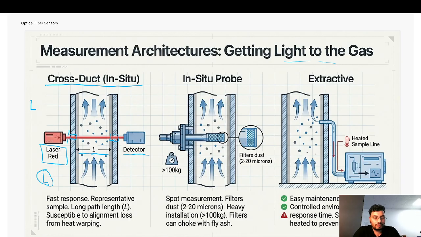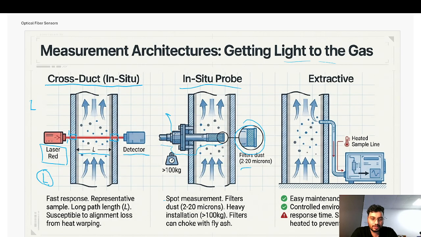Then the in situ probe, where a probe needs to be inserted into the reaction chamber, and this filter, which is 2 to 20 micron, will collect the gases, which can then be detected.